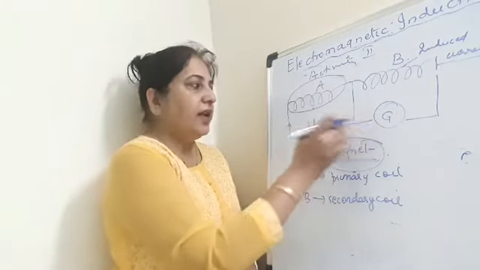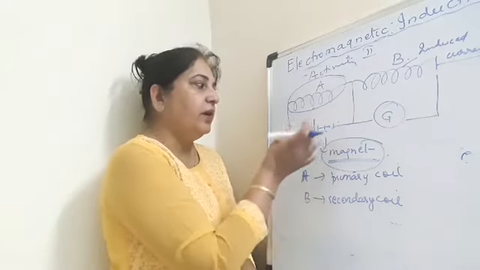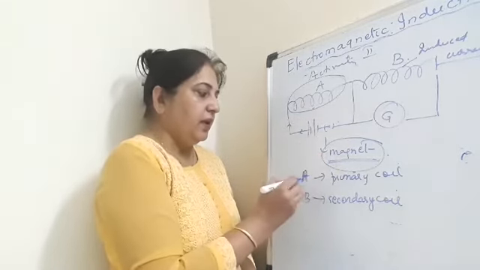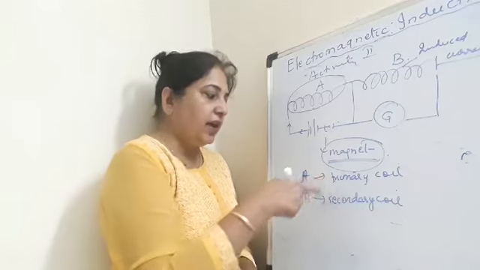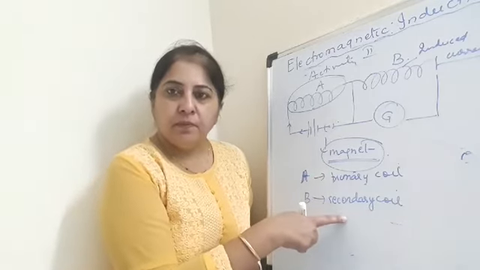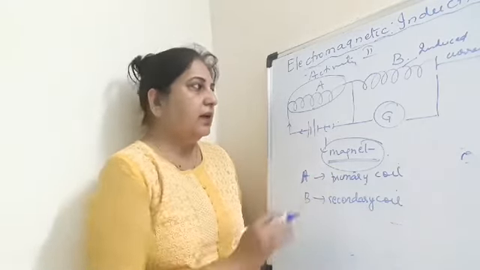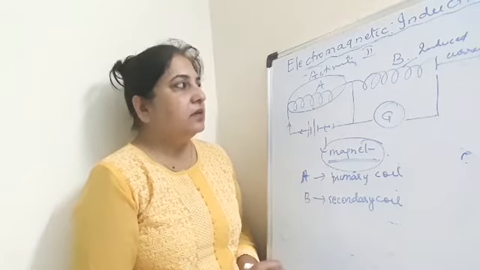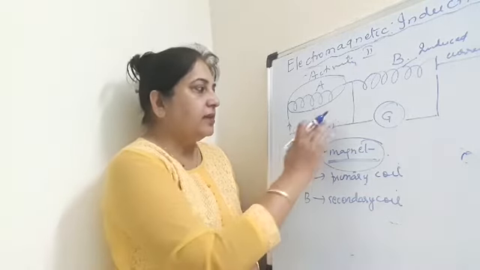And if I change the connections, if I put the battery here and the galvanometer here, what will happen? A will become the secondary coil and B will become the primary coil. So this is another activity. And yes, one more thing is there.